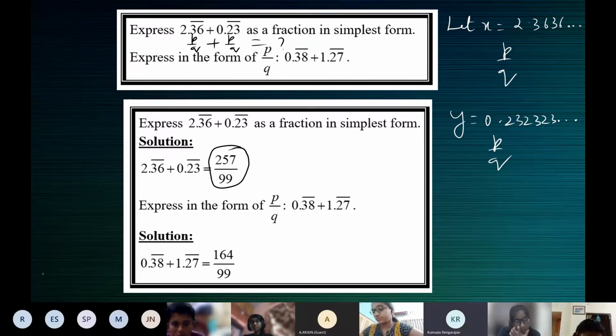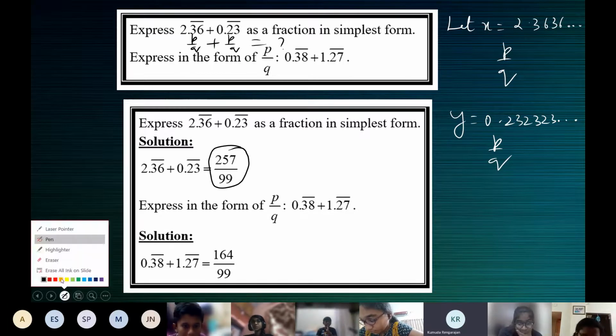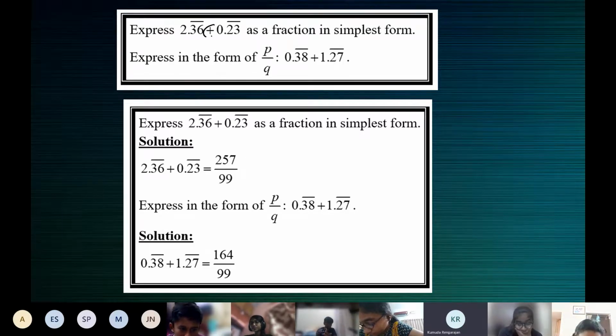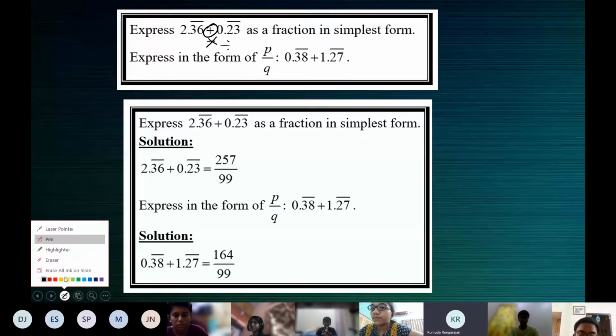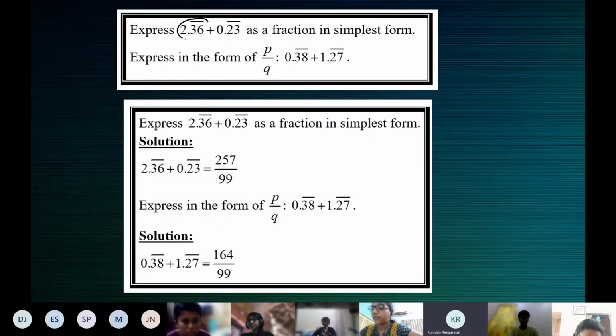With this, you can get any sign. Here it is plus, right? It can come with a minus sign, a multiplication sign, or a division sign. So work it separately. Take up 2.36 recurring, find the P by Q form. Take up this one, find its P by Q form. Add the two answers.